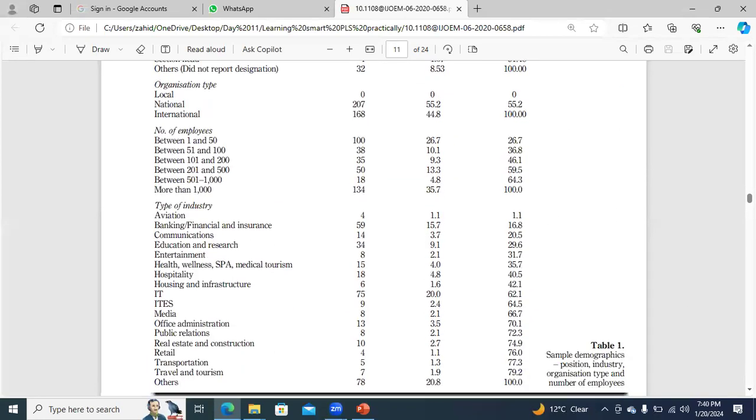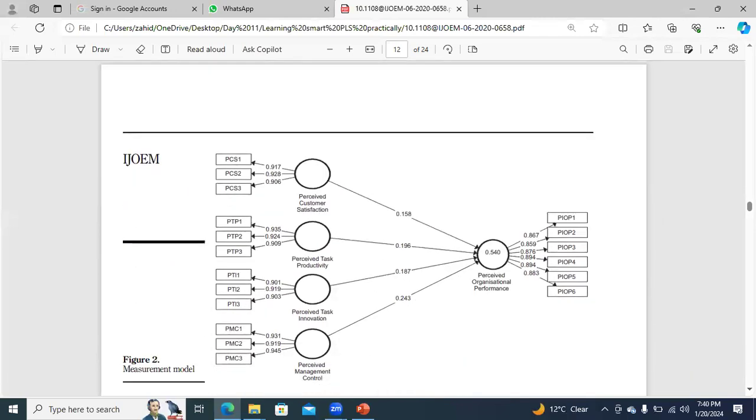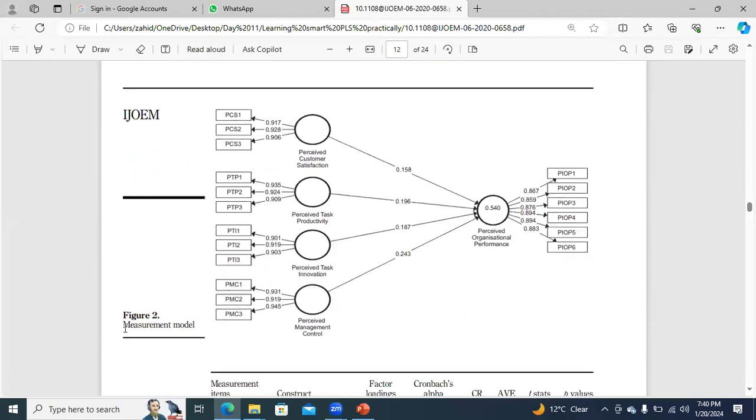They have created a very large table showing the demographics of their respondents. You may create it in a short way. This is a proper measurement model, you can see here, because it is also showing the values of factor loading. Whenever your measurement model also indicates the proper values of factor loading, it becomes the measurement model. Without these values, it will be considered a research model.